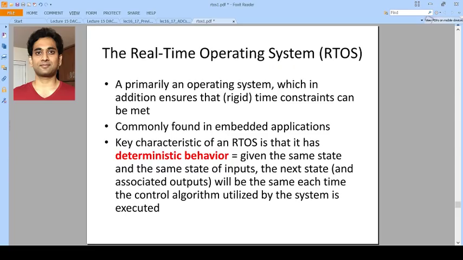Now, a real-time operating system is something which has rigid time constraints. If the tasks in an operating system have to meet specific deadlines, then such a system is called a real-time operating system. And inherently, a real-time operating system has a deterministic behavior. In other words, you can precisely predict the next state, and what happens after 10 milliseconds, 20 milliseconds, what tasks are going to be executed in the next 20 milliseconds. So if you can guarantee the operation of certain tasks, then this real-time operating system is said to have a deterministic behavior.